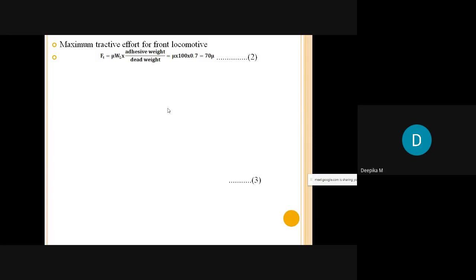Let us substitute the values, and here mu, the coefficient of adhesion, is unknown and we have to calculate it. So let us equate these two equations. Hence the coefficient of adhesion is 0.434. So this is the coefficient of adhesion.